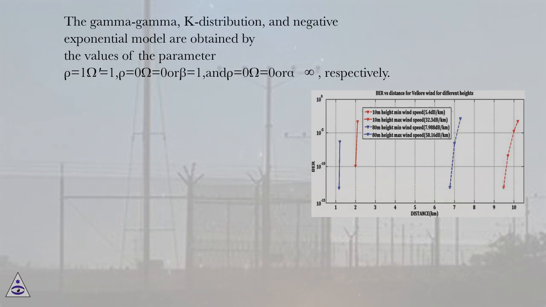The gamma-gamma, K distribution, and negative exponential models are obtained by the values of the parameters rho equals 1, Omega equals 1; rho equals 0, Omega equals 0, or beta equals 1; and rho equals 0, Omega equals 0, or alpha, respectively.